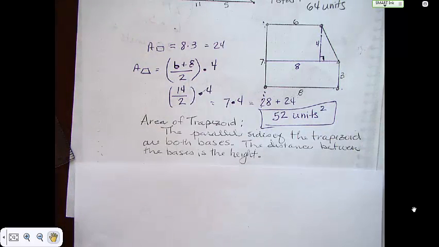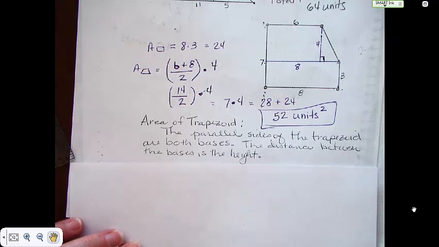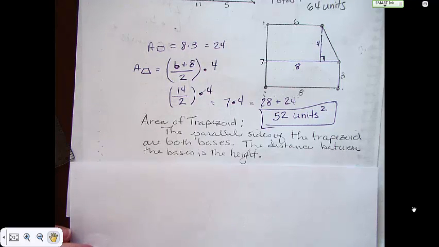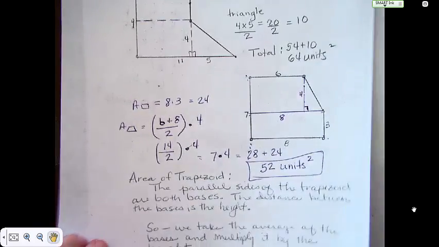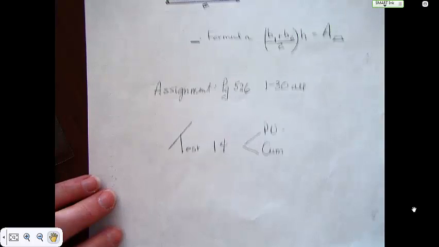You just have to remember, in the rule for the area of a trapezoid, the parallel sides of the trapezoid are both bases. The distance between the bases is the height. So that's kind of a fun way to do that.